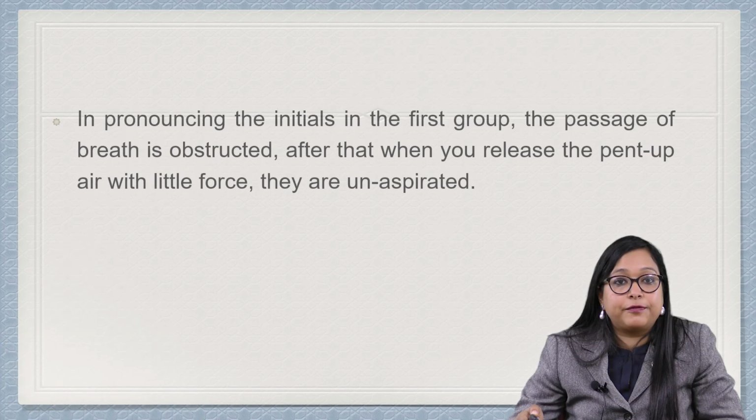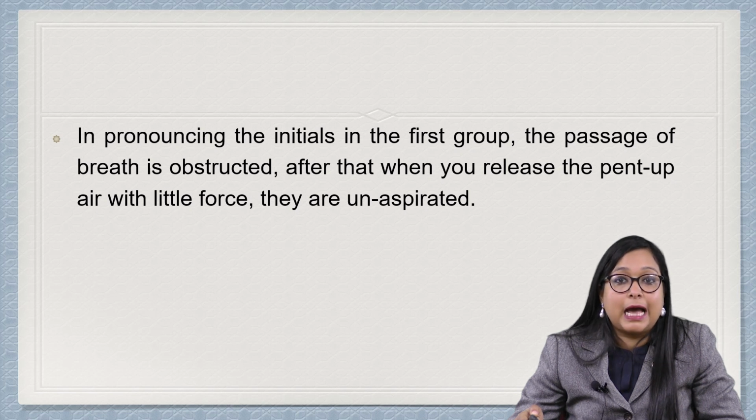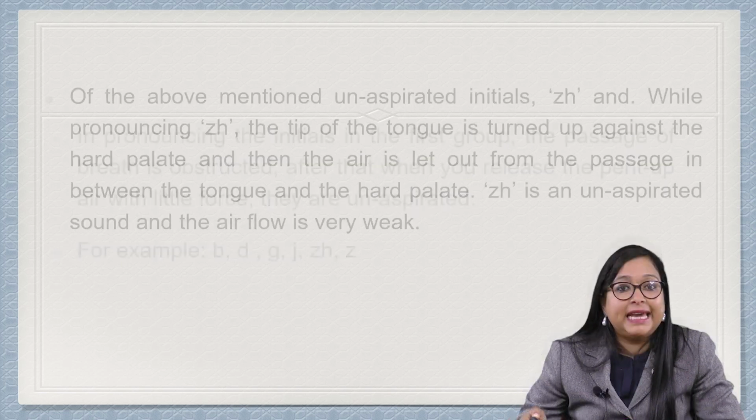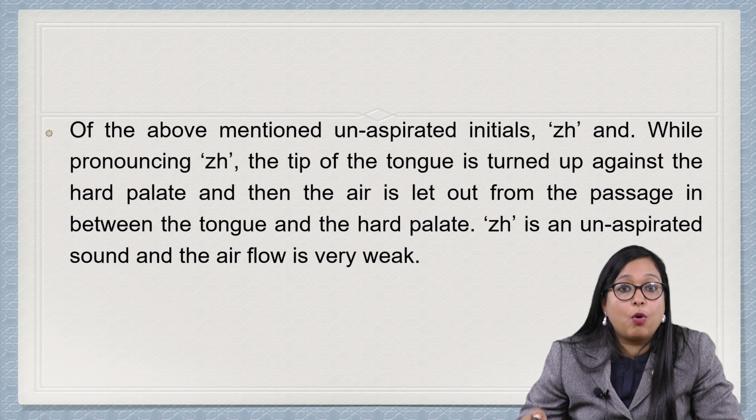In pronouncing the initials in the first group, the passage of breath is obstructed. After that, when you release the pent-up air with a little force, they are unaspirated. Let's try again. B, d, g, j, zh, z. In the unaspirated initials mentioned just now, while pronouncing zh, the tip of the tongue is turned up against the hard palate, and then the air is let out from the passage in between the tongue and the hard palate. For example, zh. While pronouncing zh, be careful to turn your tongue towards the back. Zh is an unaspirated sound and the airflow is therefore very weak.